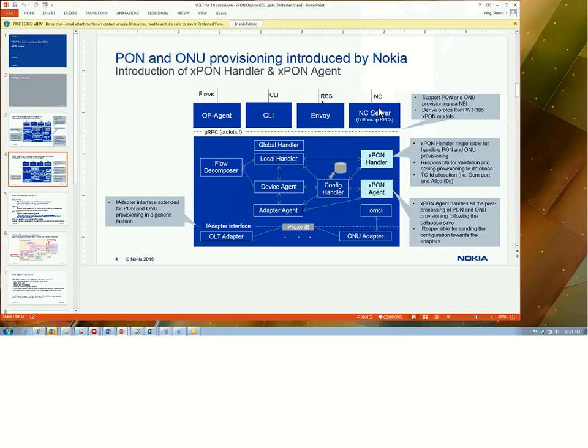What is the requirement for the NBI of vOLTHA hardware abstraction? What are the interfaces? It's a simple requirement that I'm asking right now. Right now, if I just look at that picture, vOLTHA is an ensemble of all those containers. It's not just the code, right?